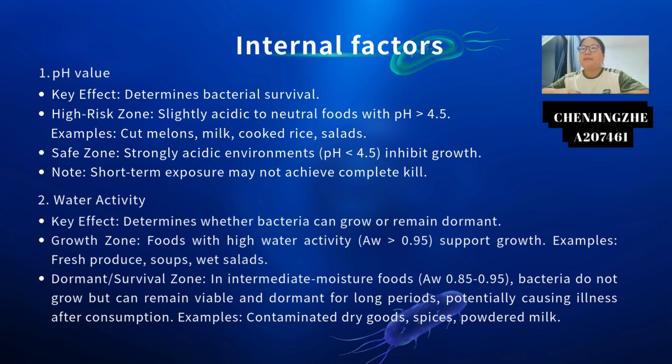In food, this means it can persist and even slowly grow in many common items with a pH above 4.5, like cut melons, milk, or cooked rice, while very acidic foods like vinegar can suppress it. A brief contact won't necessarily kill it.